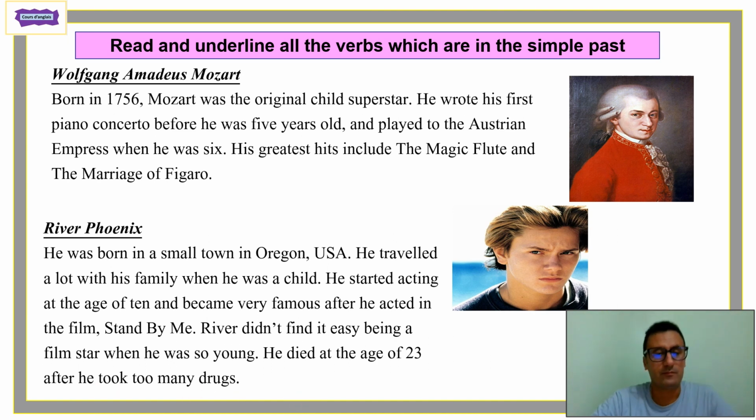Je relis. He was born in a small town in Oregon, USA. He traveled, simple past. He traveled a lot with his family when he was a child. He started acting at the age of 10 and became very famous after he acted in the film Stand By Me. River didn't find it easy being a film star when he was so young. He died at the age of 23 after he took too many drugs.